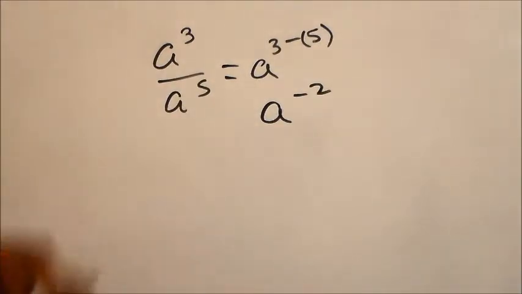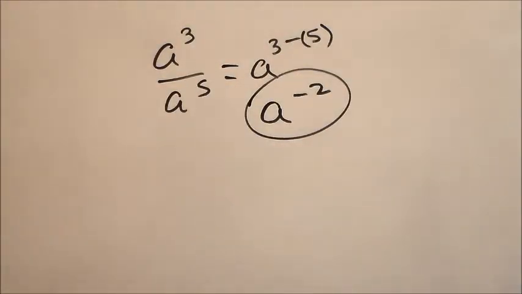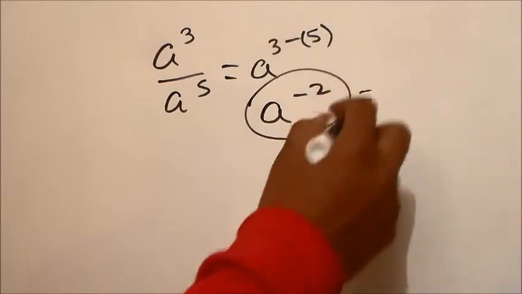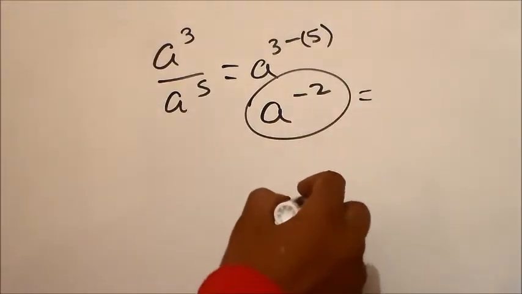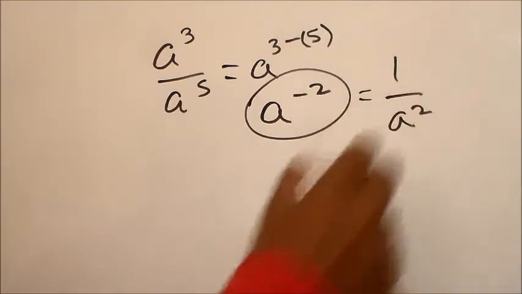But that's our answer. So now I'm going to give you a visual representation of what's going on. Because basically when we have a raised to the negative 2 power like that, this is actually going to result in being 1 over a squared.